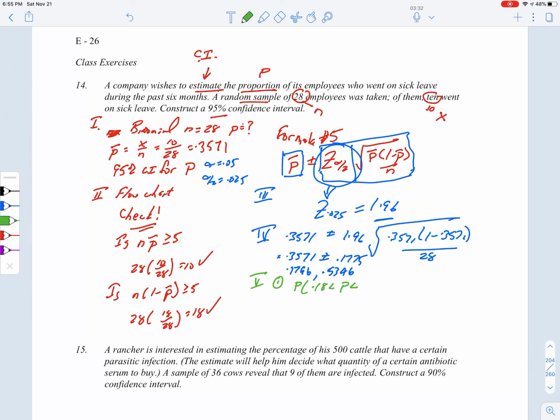P bar is like an X bar. It's a point estimate. We use the P bar to estimate the P, just like we use the X bar to estimate a mu. So make sure that you got a P in the middle, not a P bar. And then we've got 53 here, and that is 95%. So that is what we've got. That is completely fine as an answer.